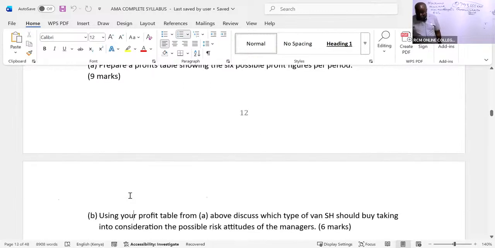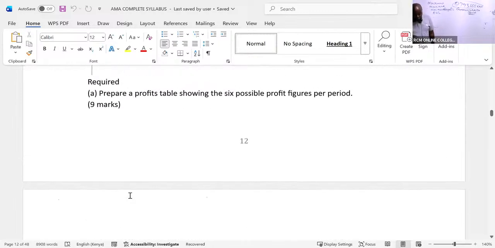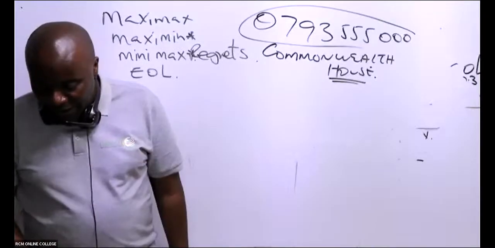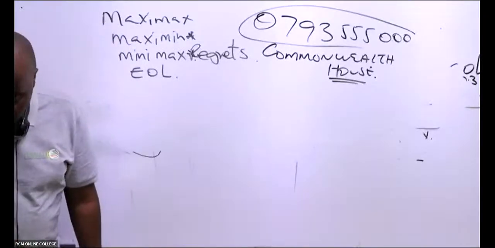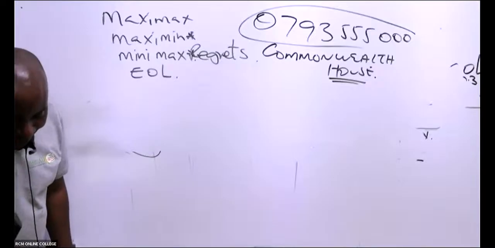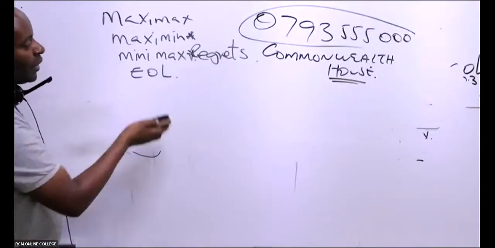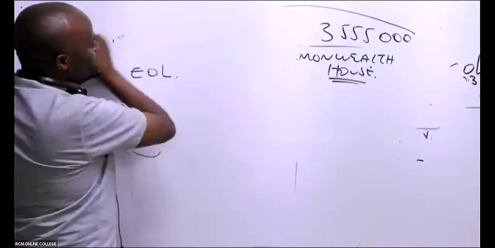Required, they want us to prepare now a profit table showing the 6 possible profit figures per period. How many marks? 9. And in August 2025, they gave us a replica of this question where they wanted us to construct a payoff table. Not many students are able to construct a payoff table, but fortunately, this semester, I have very, very good students who will be able to do. August, I'll come back to that one. Yeah, first we do this, and then we go to August 2025.